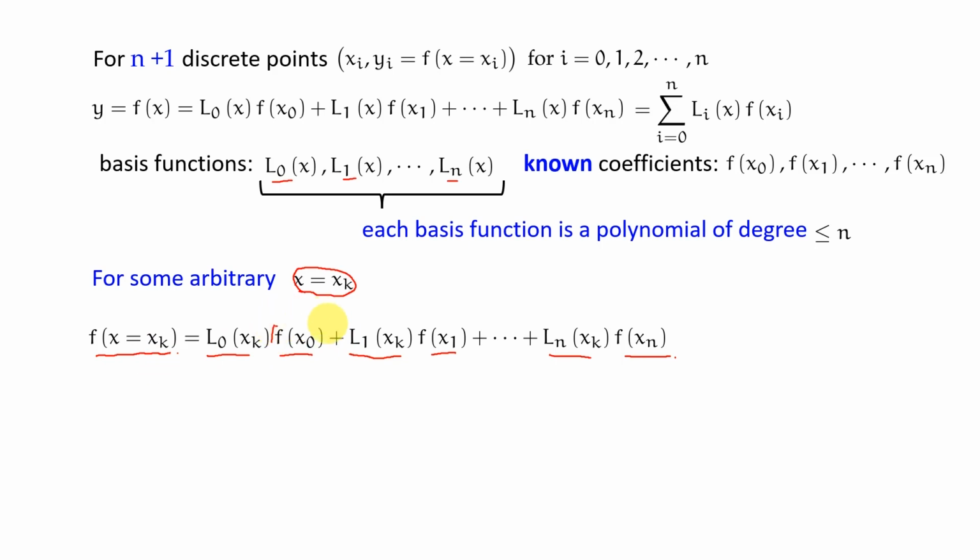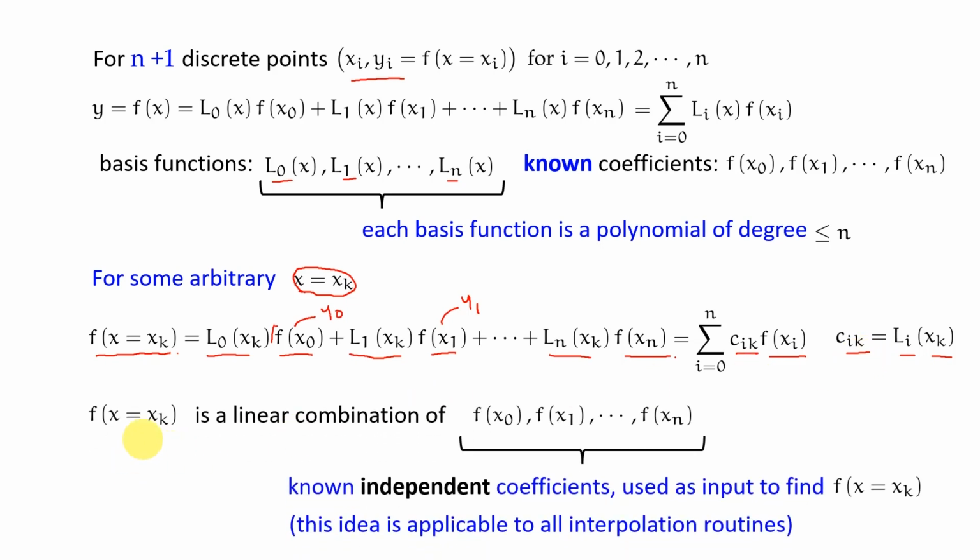F of x0, f of x1, etc., these coefficients are known previously. As soon as we know this data set xi, yi, we know these coefficients. F(x0) is y0, f(x1) is y1, etc. So they are known. And we can write this as the sum of Cik f(xi), where this Cik I write as Li(xk). This is just a symbol and it has no other inherent complexity, at least up to now.